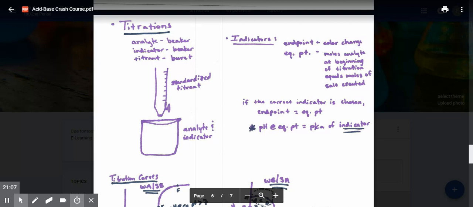The equivalence point is when the moles of the analyte at the beginning of the titration is equal to the salt created. So whatever I started with at the beginning of my analyte, that has totally converted to my salt. That is what's happening at the equivalence point. Now, if you choose the correct indicator, the endpoint and the equivalence point will happen at the same time. So you will get that color change at the equivalence point. So in order to choose the correct indicator, the pH at the equivalence point needs to be equal to the pKa of the indicator.